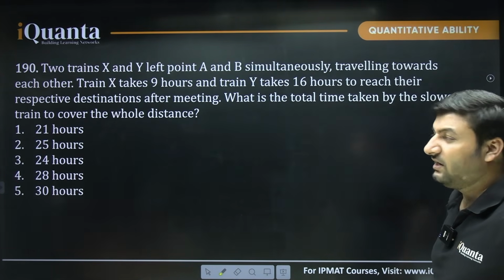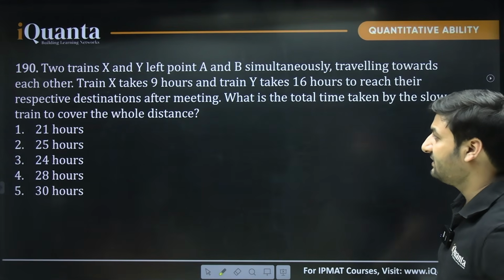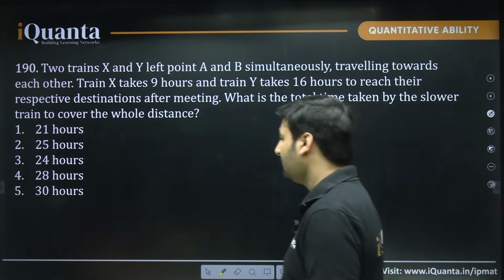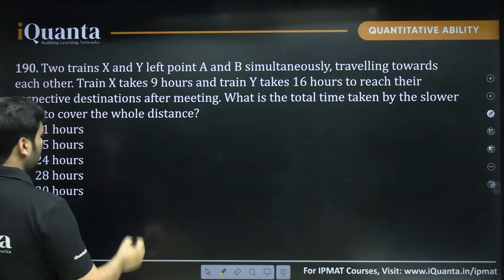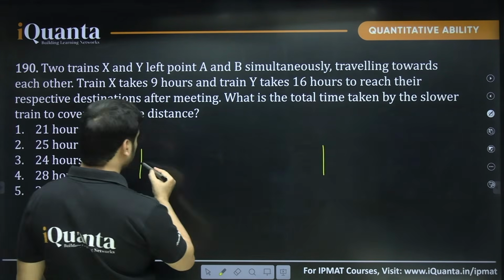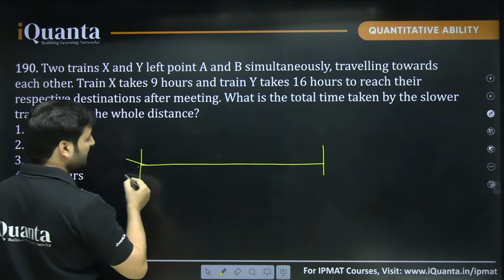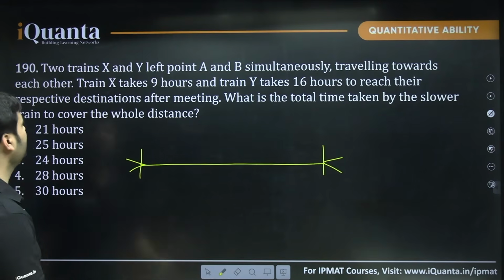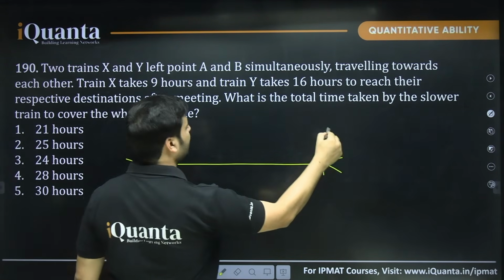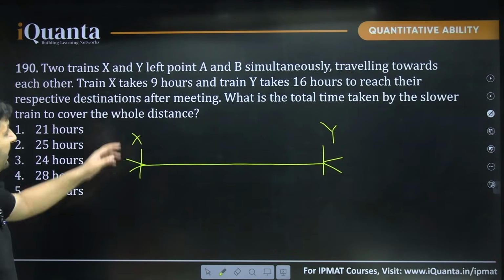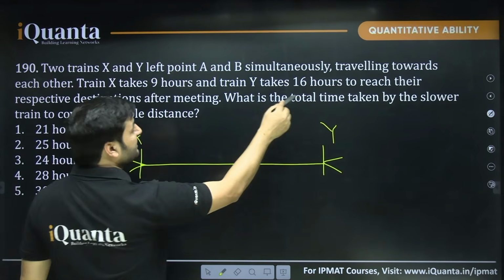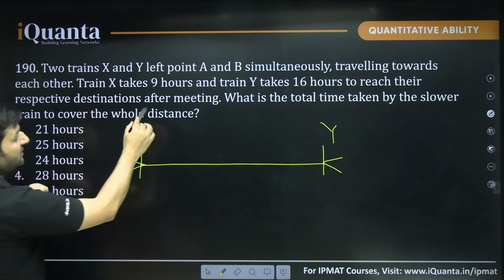Okay, 190. Two trains X and Y left points A and B simultaneously, traveling towards each other. A and B, traveling towards each other, left simultaneously. Two trains X and Y. Train X takes 9 hours, train Y takes 16 hours to reach their respective destinations after meeting.